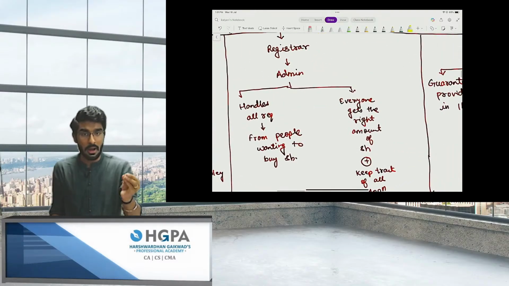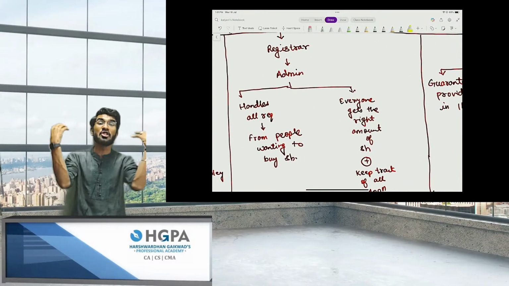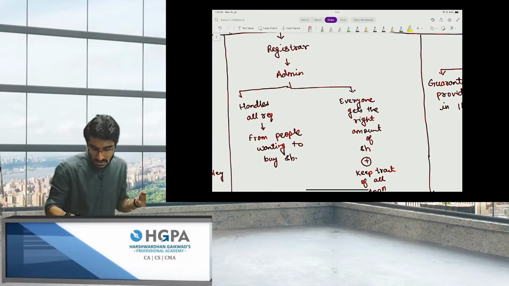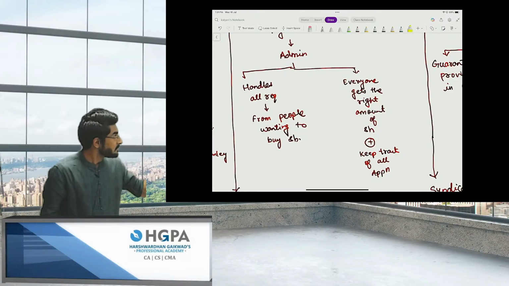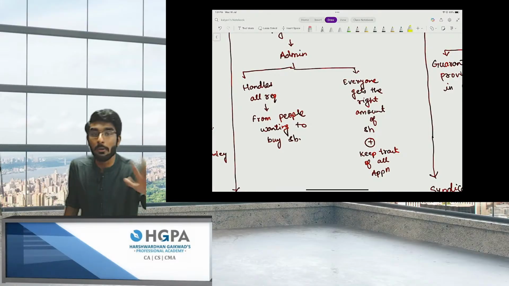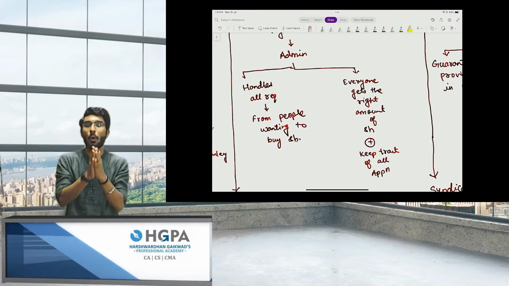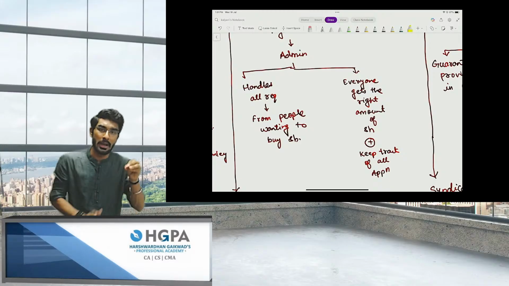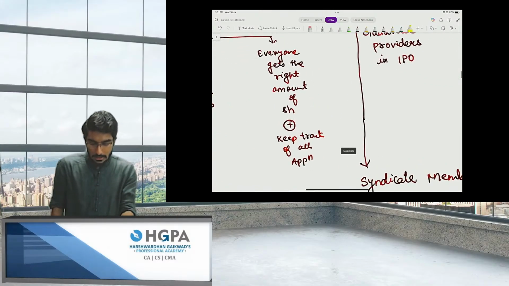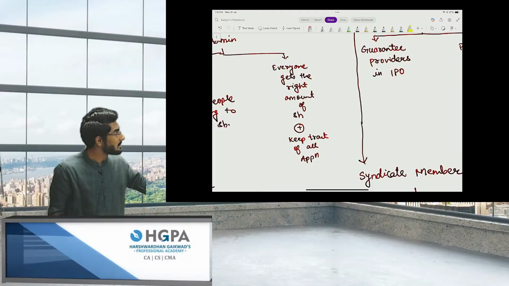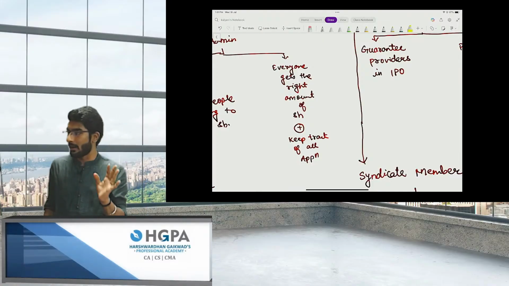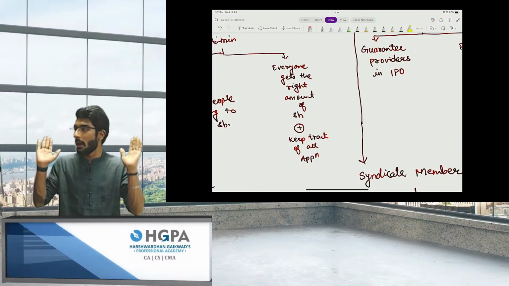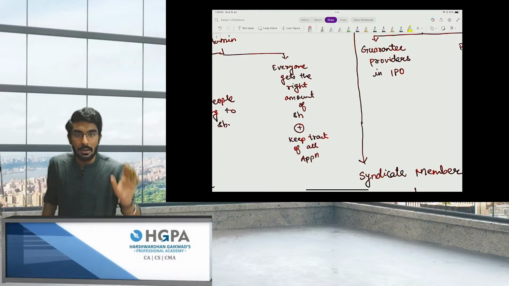Next is the registrar. The registrar takes care of the entire share related aspects. Now what is his role? He handles all the requests from the people who want to buy shares in an IPO. Everything with respect to shares is dealt with by the registrar. Then he ensures that everyone gets the right amount of shares at the right price at the right time. Plus, he also keeps track of the share applications.